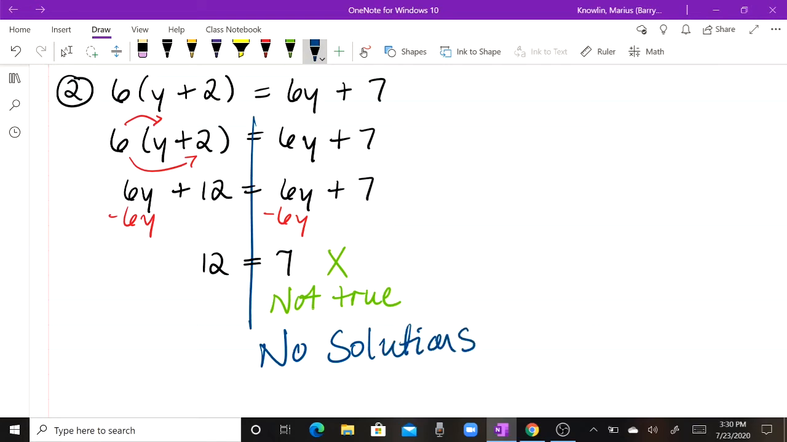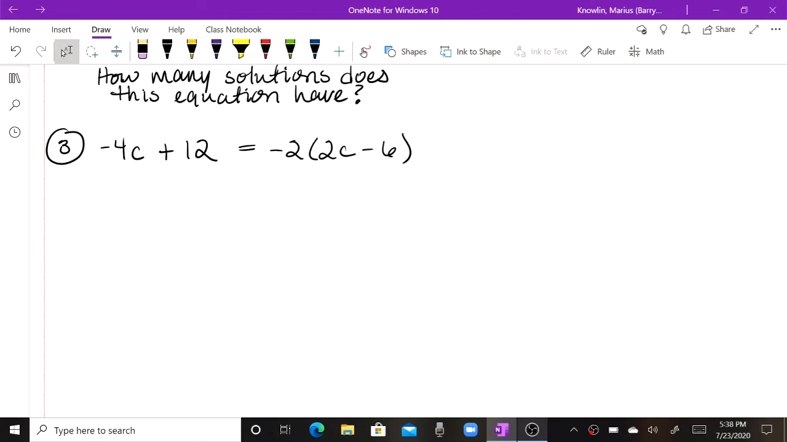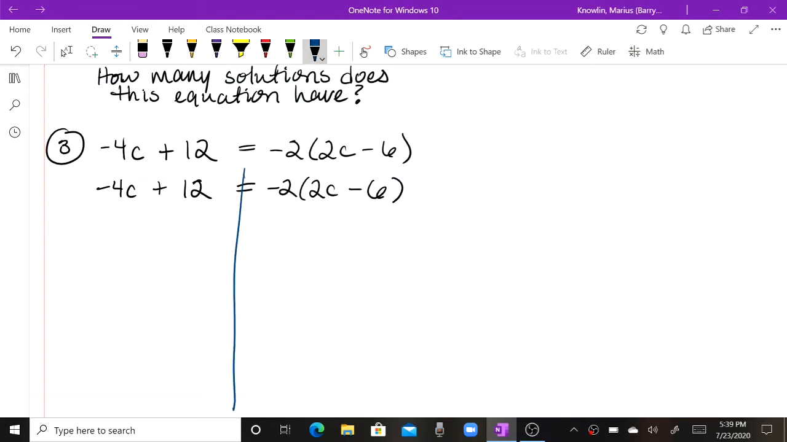So, once again, number 2, no solutions. Number 3, how many solutions does number 3 have? So we have negative 4c plus 12 equals negative 2 times the group of 2c and negative 6. So first thing we always want to do is rewrite our problem. And after we rewrite it, we want to show that we're dividing our equation into two sides, a left side and a right side. So we do that with a line straight down the middle.